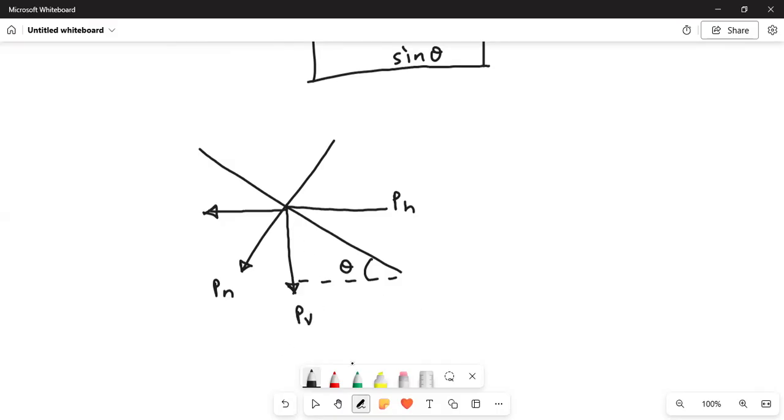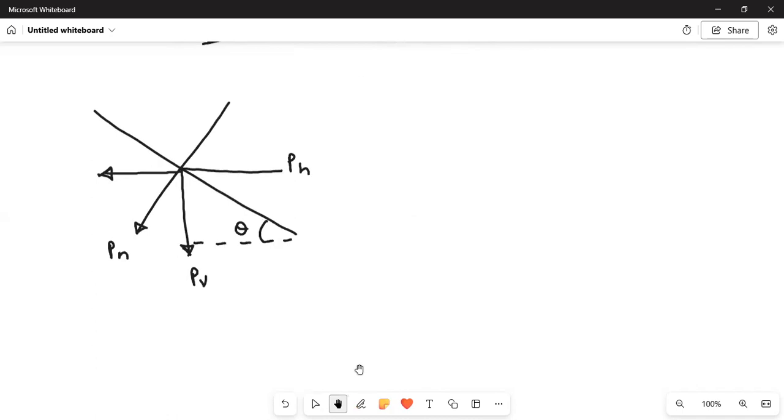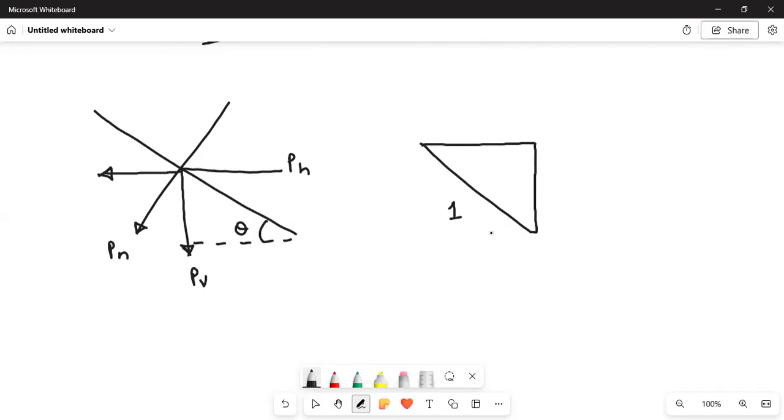Okay. Now what we are doing here, we are assuming a strip like this. The inclined strip is one. And what will be the horizontal? And what will be the vertical? Can anyone tell me? This is theta. Vertical will be what, the horizontal? 1 cos theta.